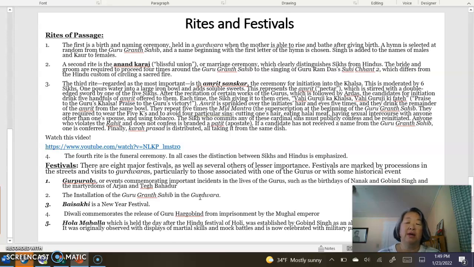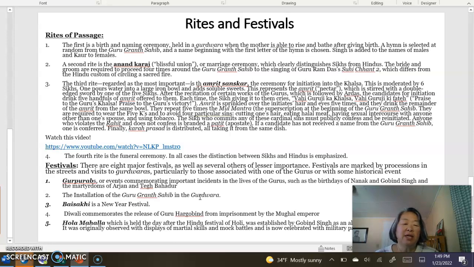And then the last one, Hola Mahalla, which is held the day after the Hindu festival of Holi, Hola, Holi, same, right, was established by Gobind Singh as an alternative to Holi. It was originally observed with displays of martial skills and mock battles. But it essentially is the Sikhs' version of Holi, which is a Hindu holiday.